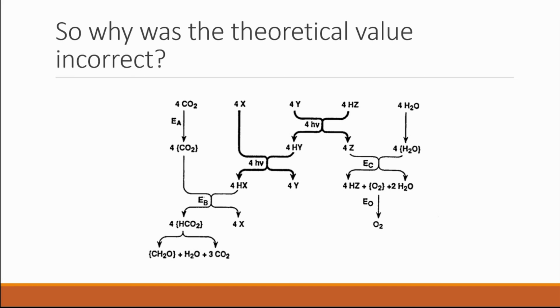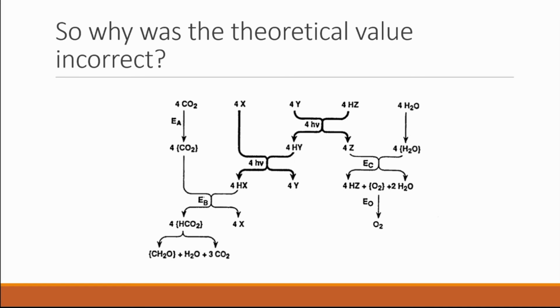Einstein's theory is still correct, though. He wasn't wrong. Four photons for 4 hydrogen. Same thing here, 4 photons for 4 hydrogen. Einstein's theory is still correct. It's just that they applied it incorrectly because they didn't have the knowledge of the existence of another photosystem.